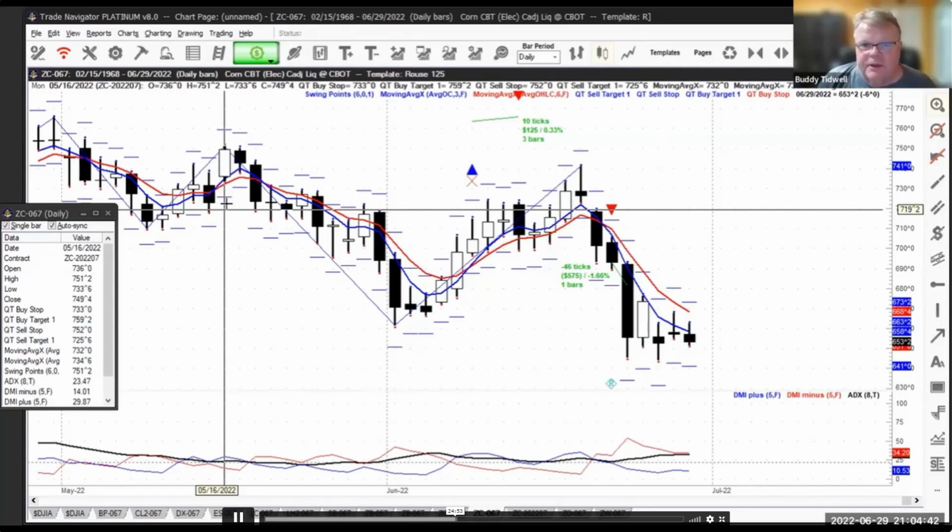Hey, Dr. Fred, can you speak to entries on the days that there are gaps between where your entry point should be? Some days it gaps way down or way up. How do you address that? Okay.